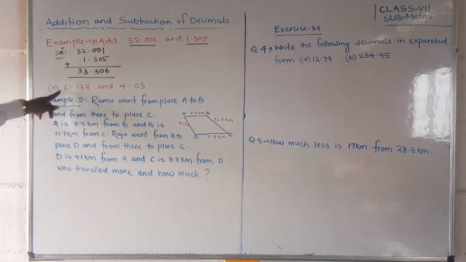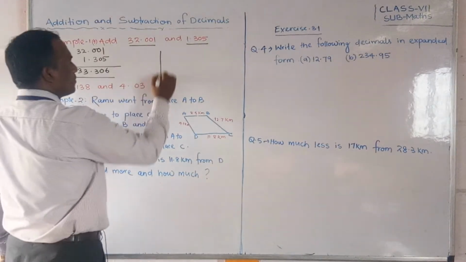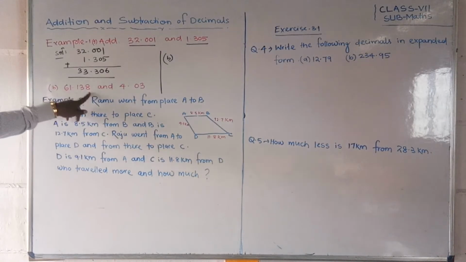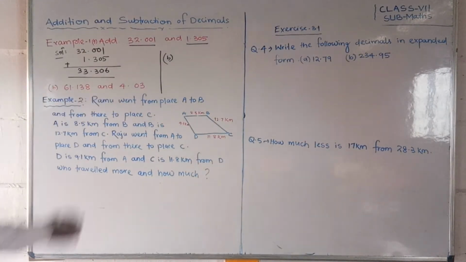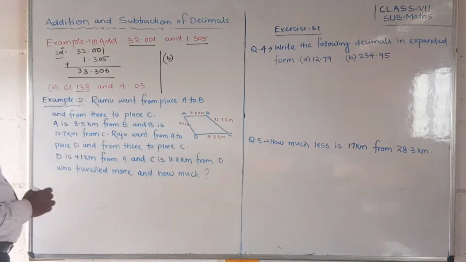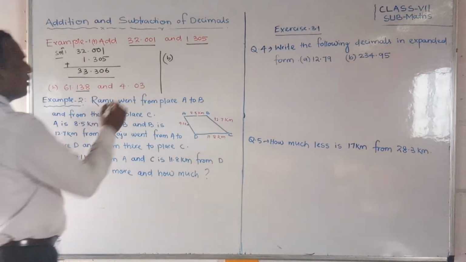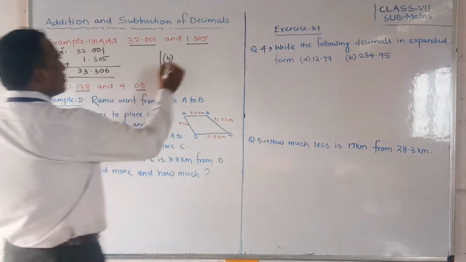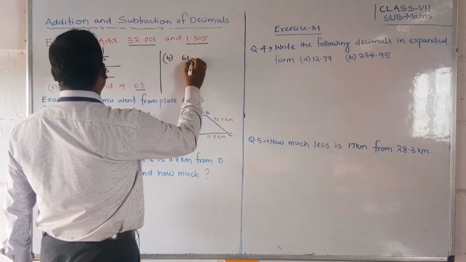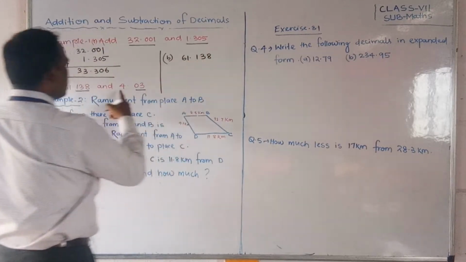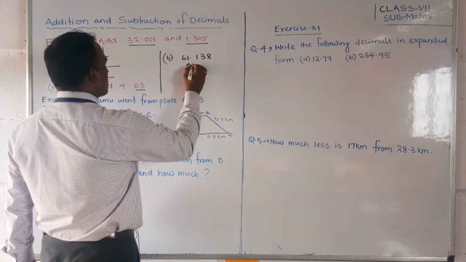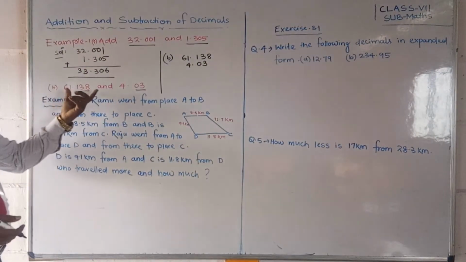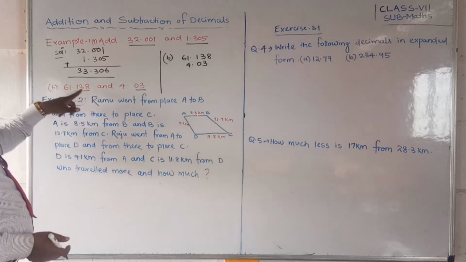Now friends, question B also I will do here. Solution B: 61.138 and 4.03. Here how many decimal places are there, friends? Three decimal places here, and two decimal places here. So now we have to add. First of all write down 61.138 and 4.03. Look here, friends, these are not like decimals, because the decimal places here are 3, and here it is 2.